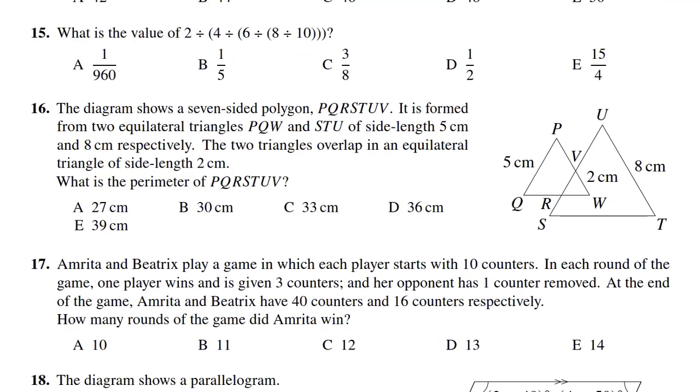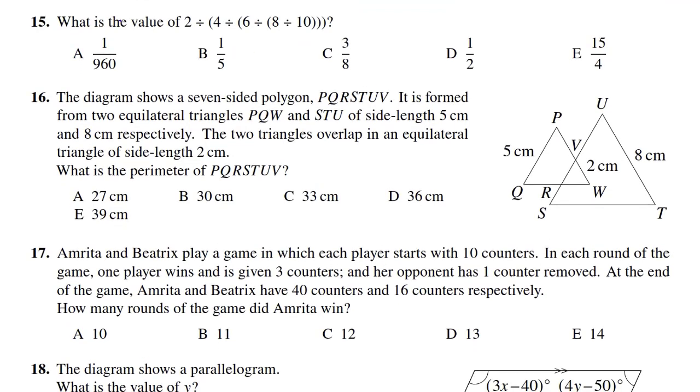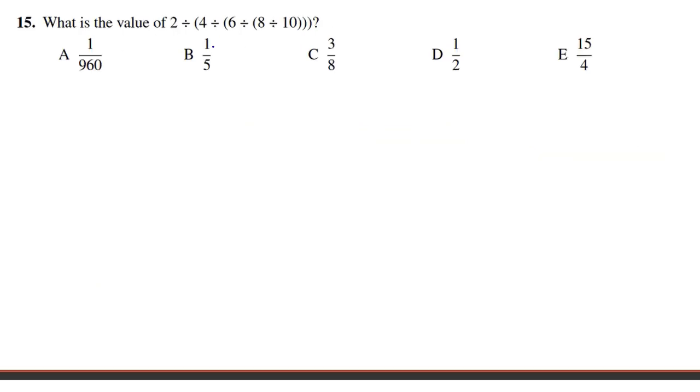Okay, let's solve problem 15. What is the value of this? So let's calculate. I prefer to write it as fractions. At first we should calculate inside the bracket. So 8 over 10, this part. We can write it as 8 over 10 in fraction. And as you can see, the choices are in fractions.